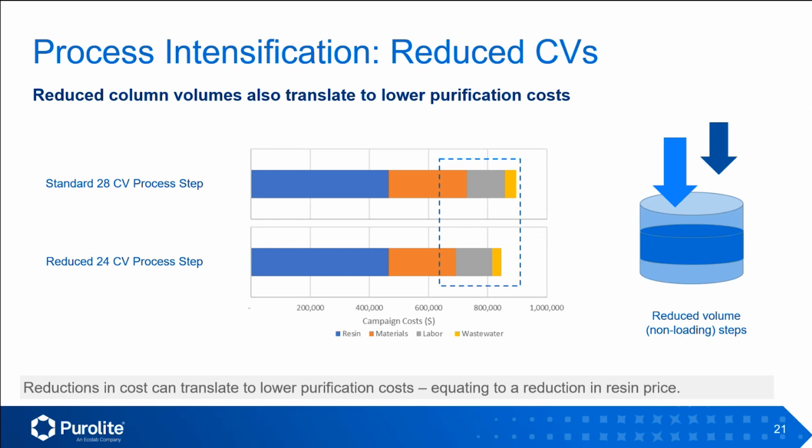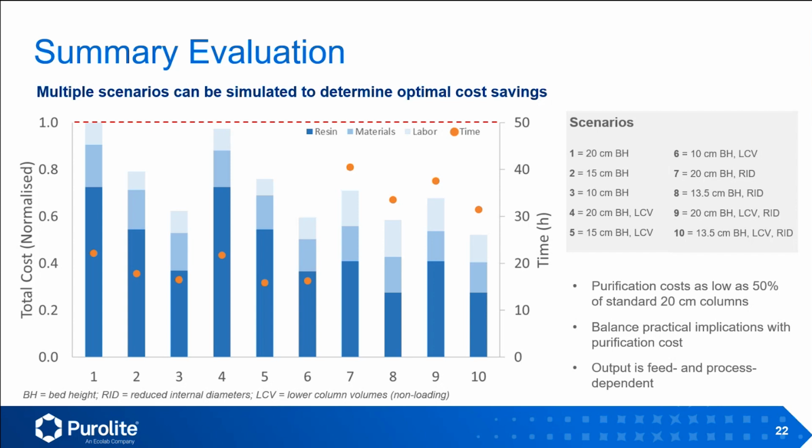So if we take the standard 28 column volumes that I talked about a minute ago, and compare that to the reduced column volumes with 24 column volumes in this example, you can see that the campaign costs start to come down, and the buffer materials, and in this case wastewater costs, occupy a smaller proportion. And as I said, savings here can translate to lower purification costs, which equates in itself to a reduction in resin cost as well. So taken together, there's a lot of different scenarios that can be evaluated with our tool.